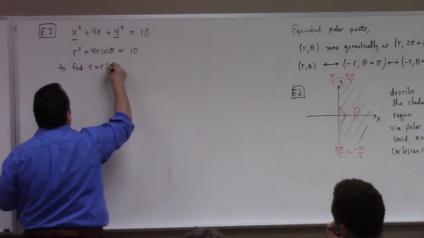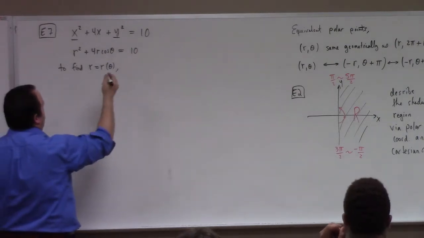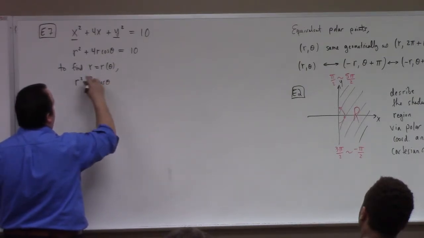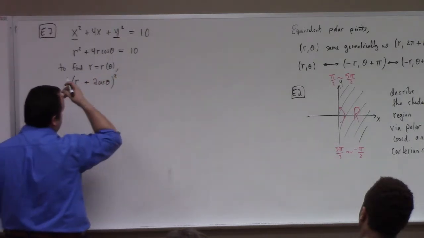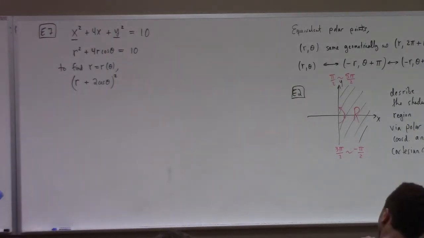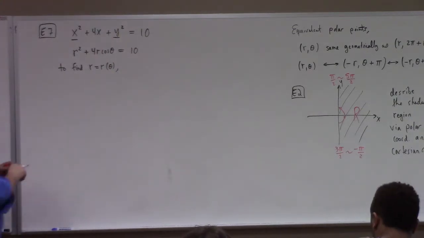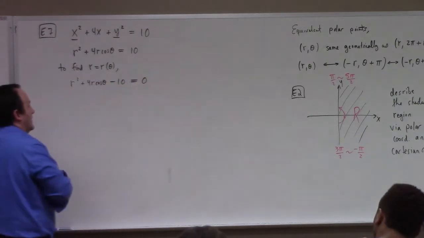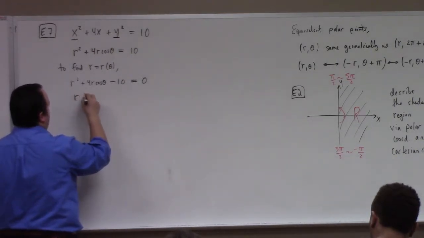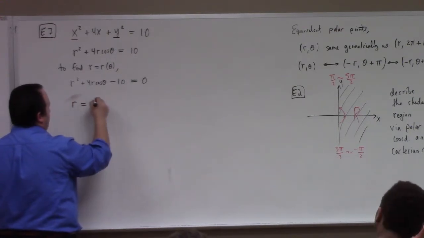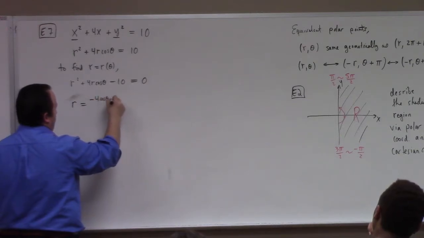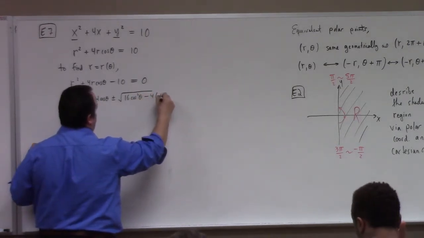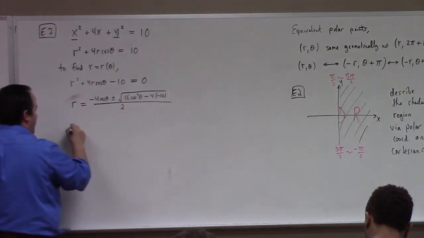So to find r as a function of theta, what would we do? Yeah, in fact, that's exactly what we do: think about it as a quadratic equation. Very good. So this would be r squared plus 4r cosine theta minus 10 equals 0. And if I wanted to solve this, I'd use the quadratic equation. Why not? r is minus 4 cosine theta plus or minus the square root of 16 cosine squared theta minus 4 times minus 10, divided by 2.